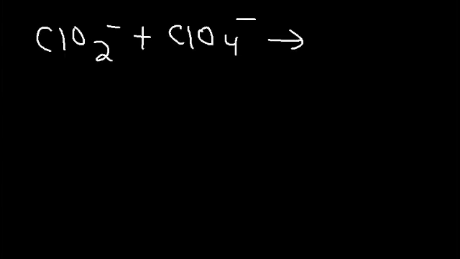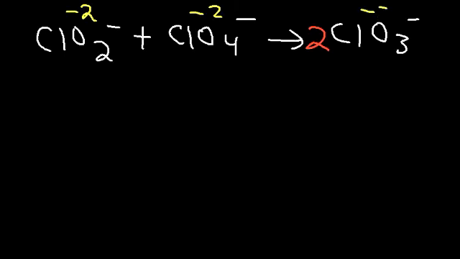So now let's work on our final example. Chlorite plus perchlorate yields chlorate. So go ahead and identify the oxidizing and the reducing agent. Now we need to find the oxidation state of every element in this equation. Whenever oxygen is bonded to another element, typically it has a -2 charge. So for every oxygen that's in this equation, it's going to have an oxidation state of -2.